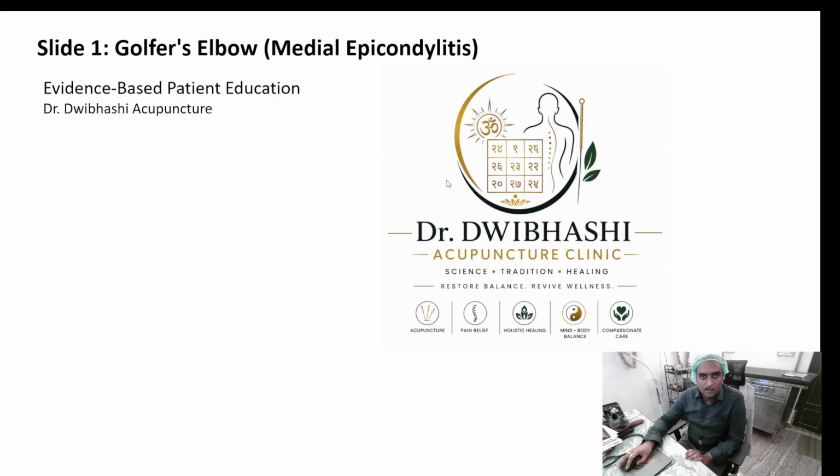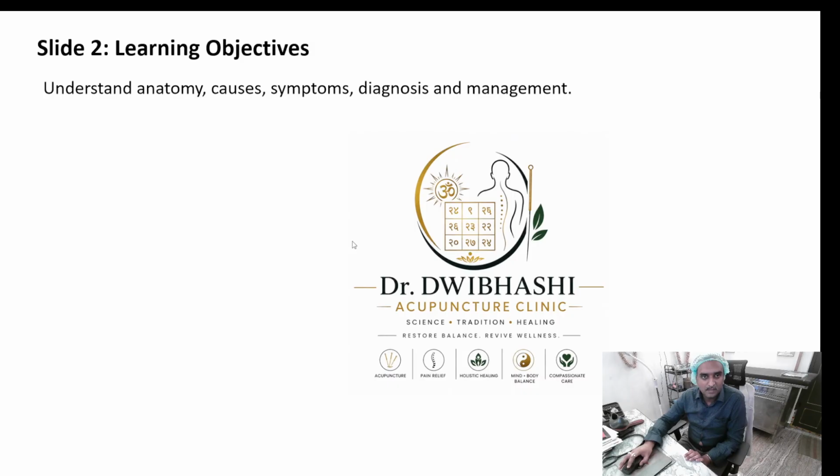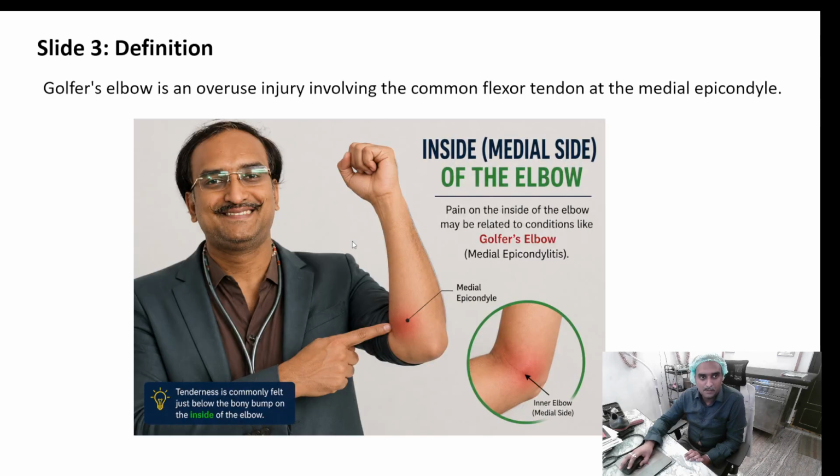So today's topic is on golfer's elbow. It is also called medial epicondylitis. So we will dive into the topic just now. Learning objectives: understand anatomy, causes, symptoms, diagnosis, and management. Definition: golfer's elbow is an overuse injury involving the common flexor tendon at the medial epicondyle.